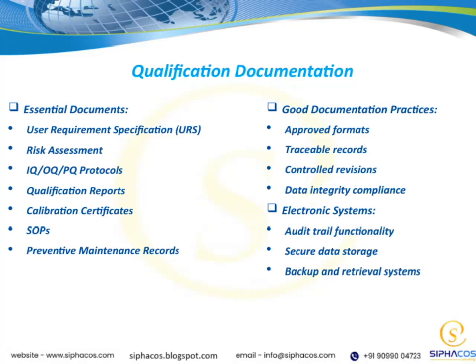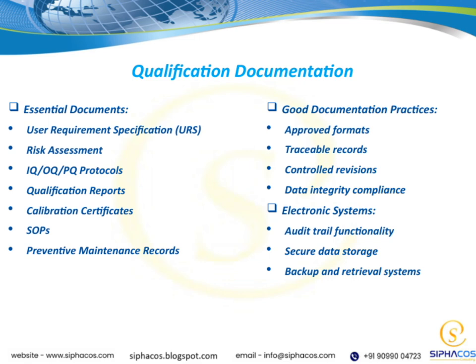Let's now look at some best practices for documentation and electronic systems that are crucial for maintaining compliance and ensuring data integrity. First, good documentation practices are the backbone of a reliable quality system. This includes using approved formats to standardize how information is recorded, which helps ensure clarity and consistency. Traceable records are essential because they allow us to track the history of data and decisions. Controlled revisions are equally important. They prevent unauthorized or accidental changes, maintaining the integrity of our documentation.